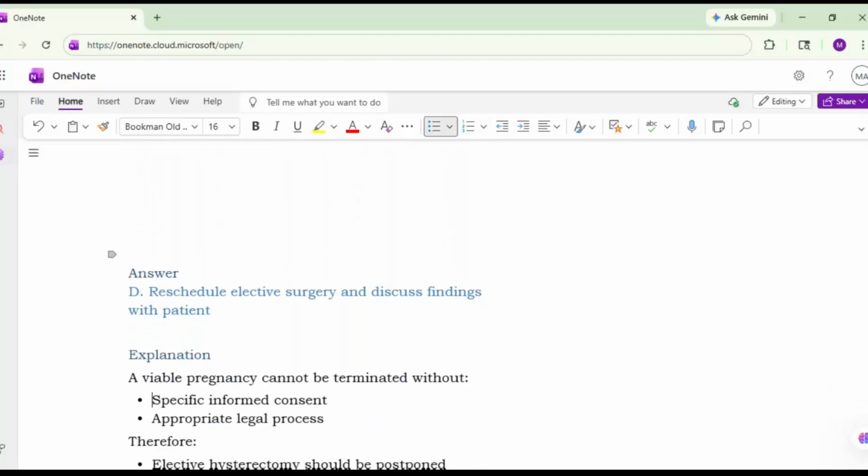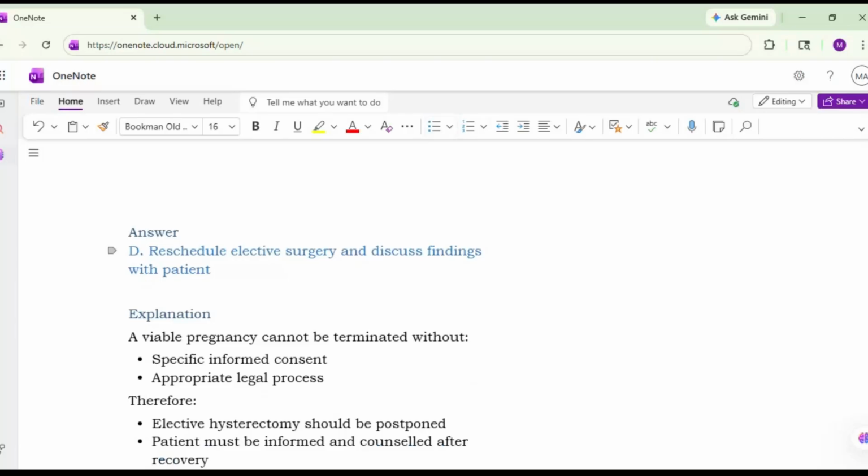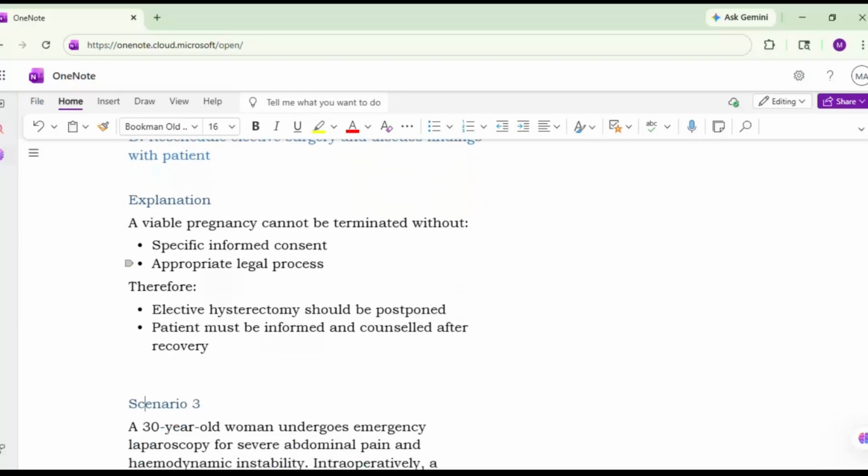A viable pregnancy cannot be terminated without specific informed consent, because the termination itself is a legal procedure. Hysterectomy will only involve consent for the treatment part, but termination is a legal procedure, so that cannot be performed. That has to follow its own regulations. Therefore, elective hysterectomy should be postponed. The patient must be informed and counseled after recovery.